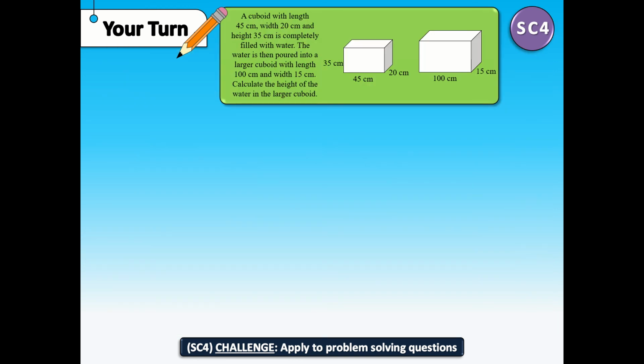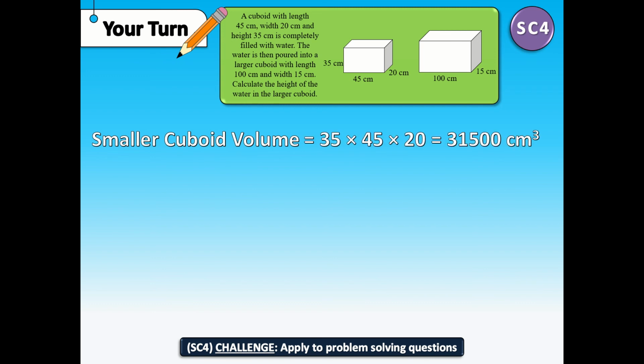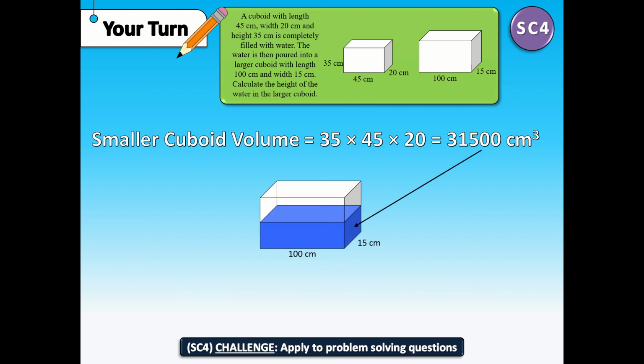So for the green one, if we work out the volume of the smaller cuboid, so that's 31,500, and we want to see the height of this in the larger cuboid, so we divide by 100 and divide by 15, and that will tell us the height. So it's got a height of 21 centimeters.